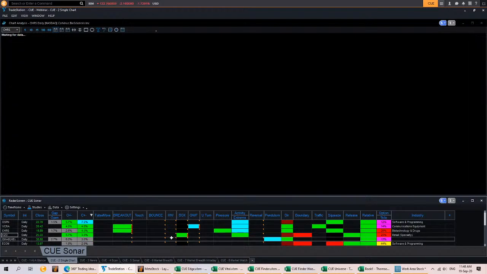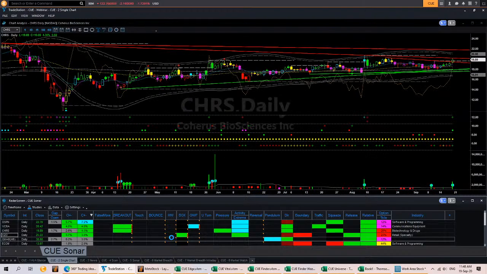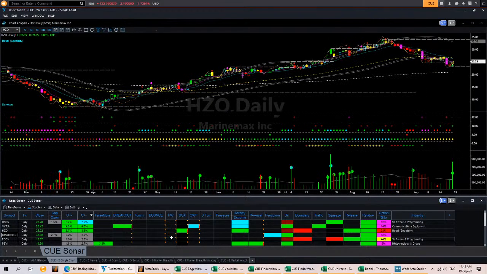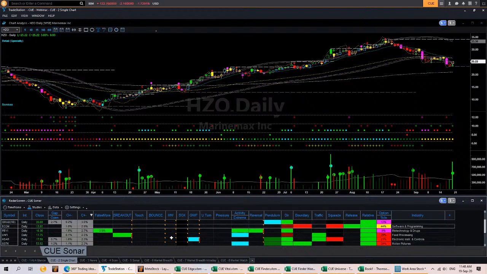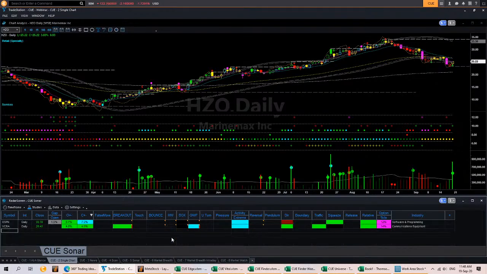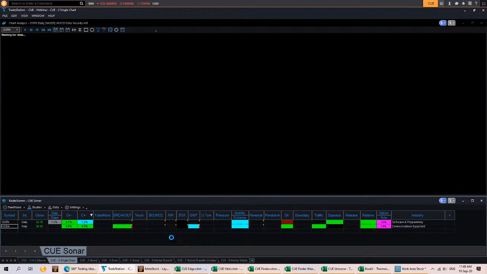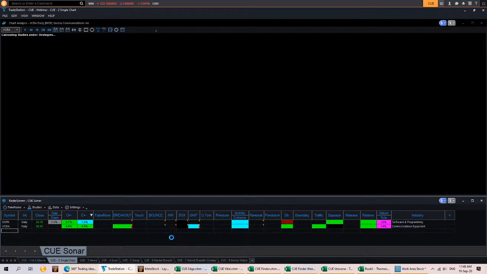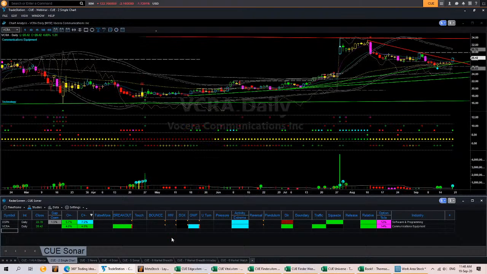Next one, CHRS, had memory resistance, delete it. And let me just look at one more, HZO, also doesn't have any support. So let me just keep this few. I'm going to delete. So OSPN and VCRA. OSPN looks very nice at support, and VCRA as a breakout.